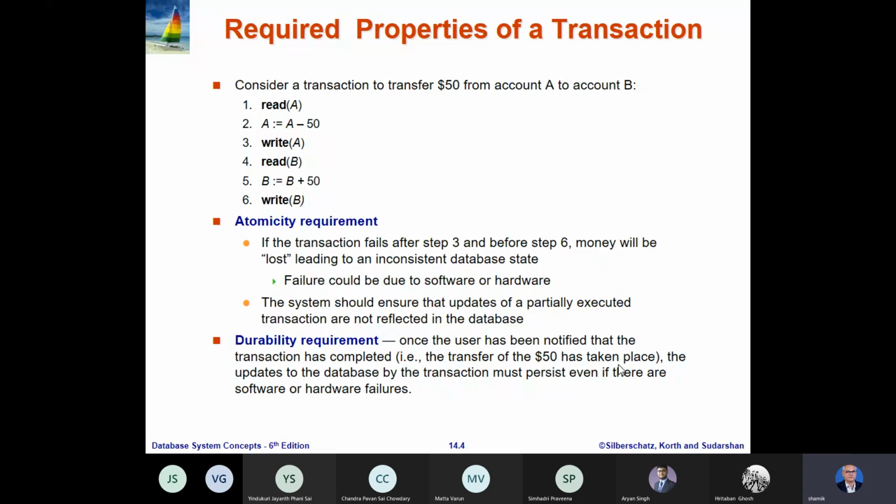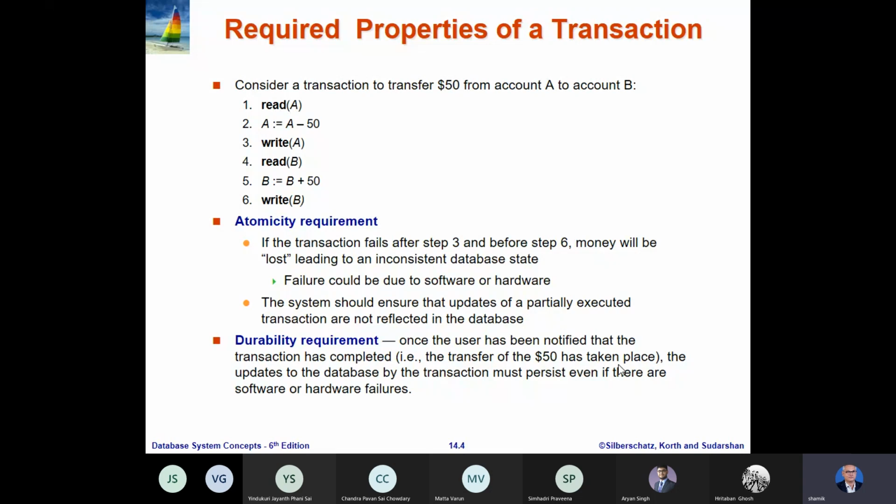But normally, for example, if I update your grade and it says that the grade was successfully updated, CGPA recomputed and all that, after that it should not be the case that I will be told, oh, hold on, something went wrong, now you have to enter the transaction again.